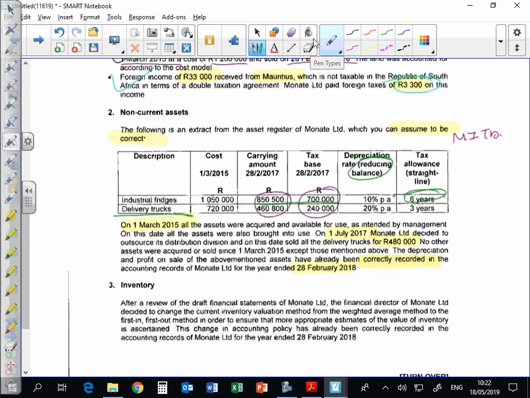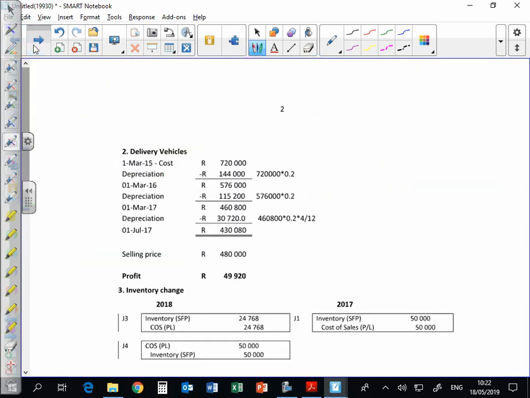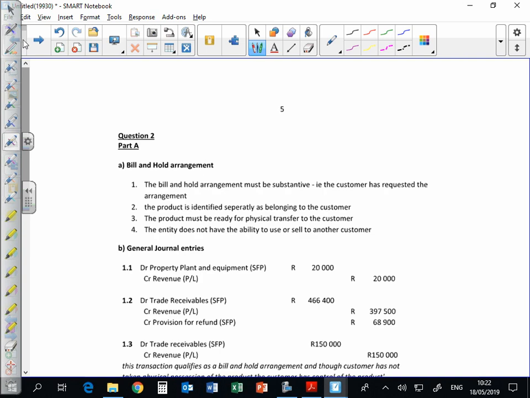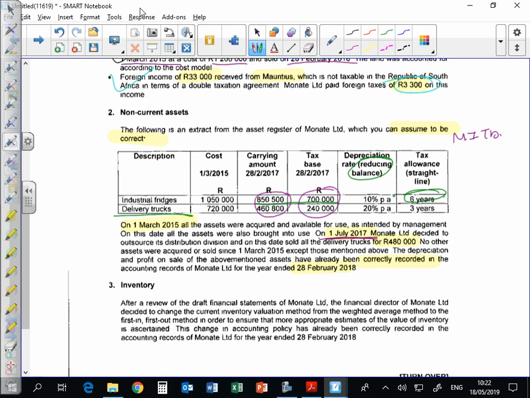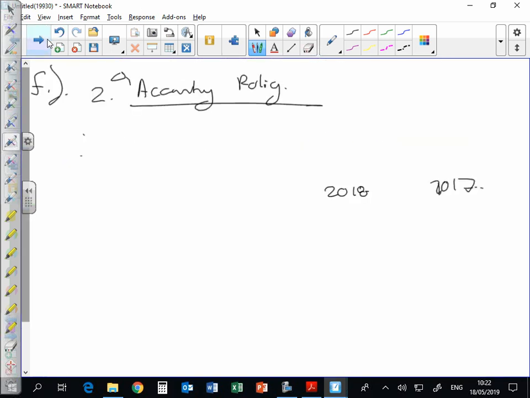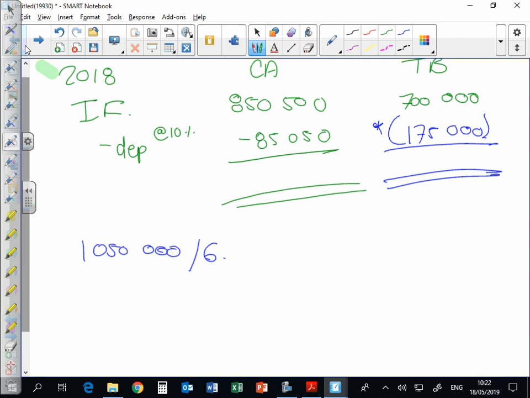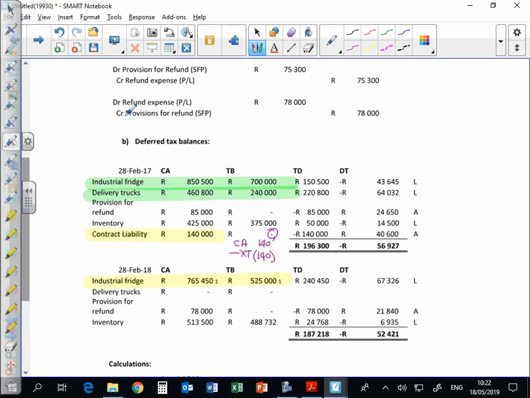In terms of the carrying amount of these delivery vehicles, they said that they outsourced their delivery function from the 1st of July 2017, and where we drew our timeline, all the way to the front over here, 1st of July 2017, that is in the middle of our financial year, we sold all our delivery trucks and vehicles. So would you agree with me that at the end of the year, we would have nothing left and our tax base for our vehicles would be 0? Everyone's happy with that.